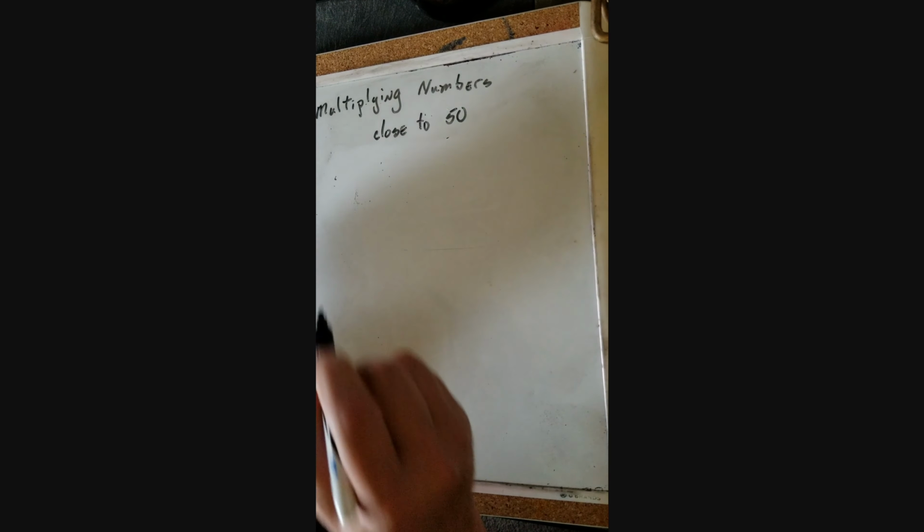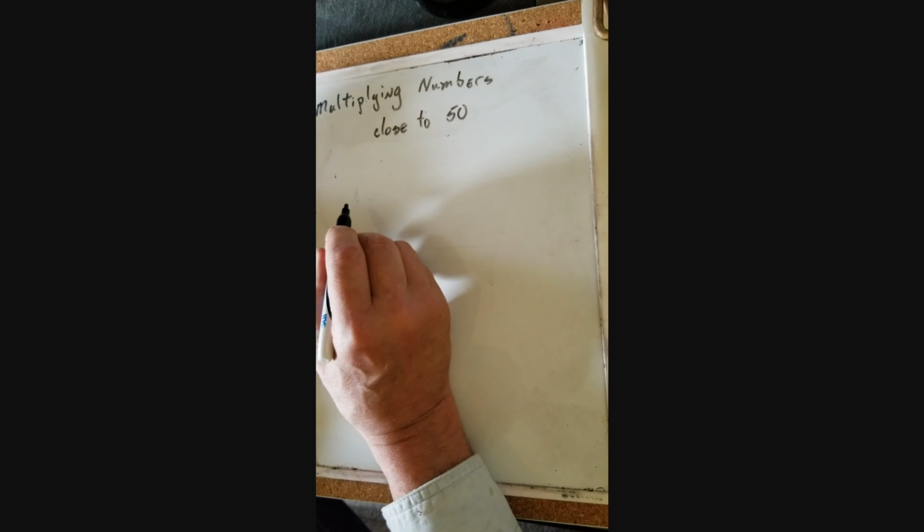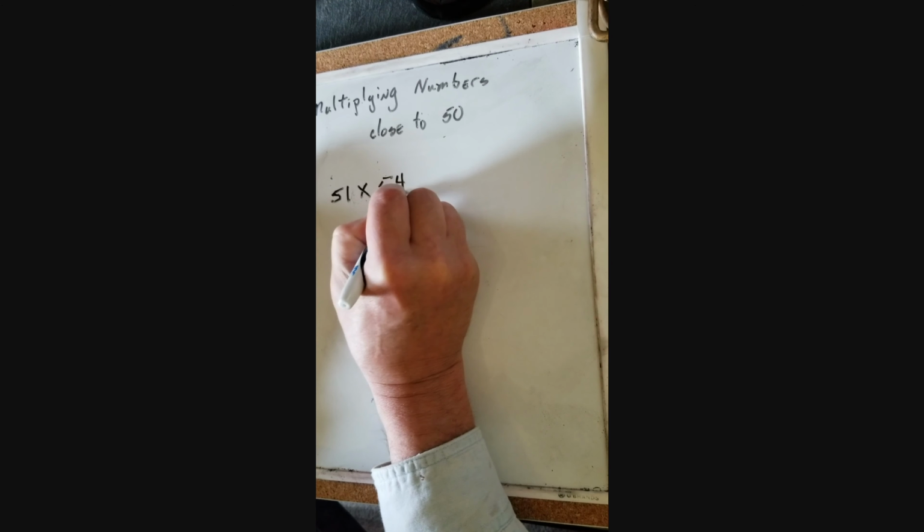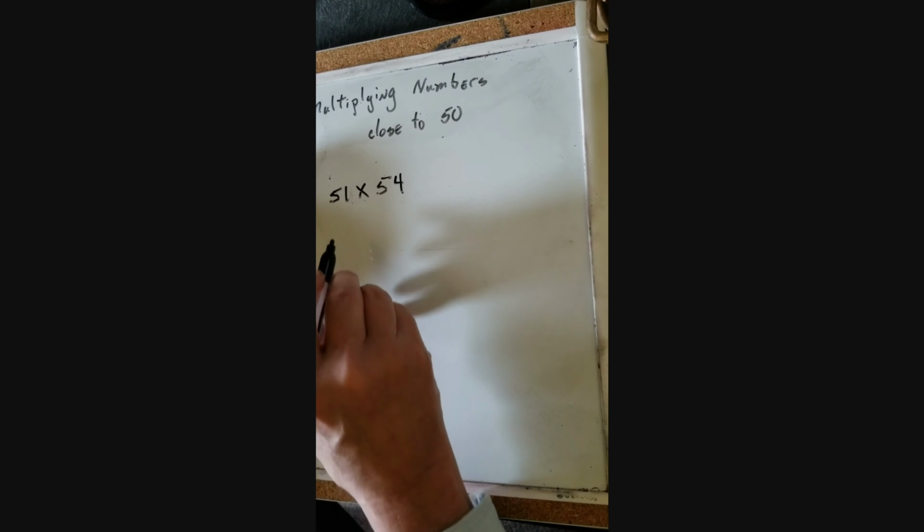So now let's do 51 times 54. Okay, this is one more than 50. This is four more than 50. So 51 plus 4 is 55. And 55 times 100 is 5,500. We just add two zeros and then divide by 2.